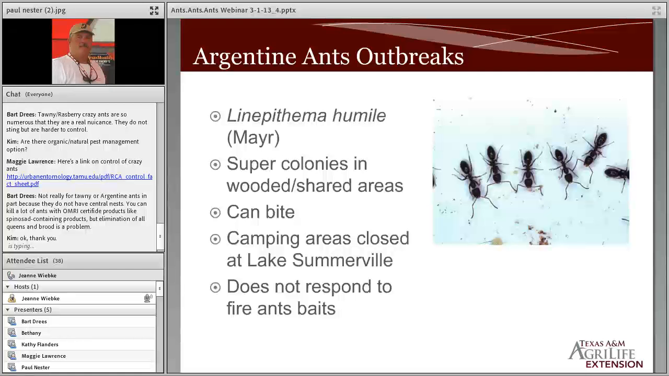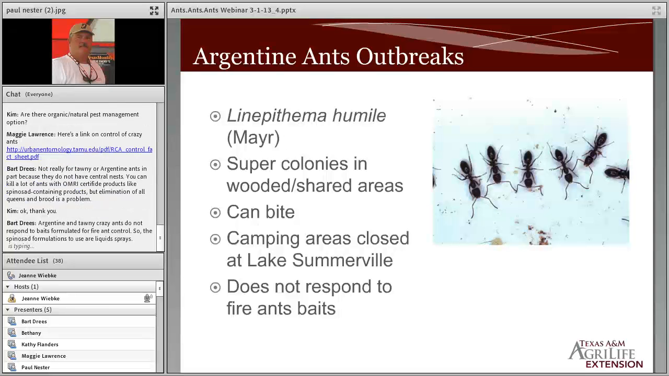These ants have been known to form super colonies. There have been reports out in California of very, very huge numbers. They can bite, but they don't sting. As I mentioned, in Lake Somerville, some areas have been closed for camping just because of the sheer numbers and the nuisance to campers, and they do not respond well to fire ant bait. So this is something you have to work with, and they might need some type of sugar bait or liquid bait strategically placed throughout an area to help manage these ants.